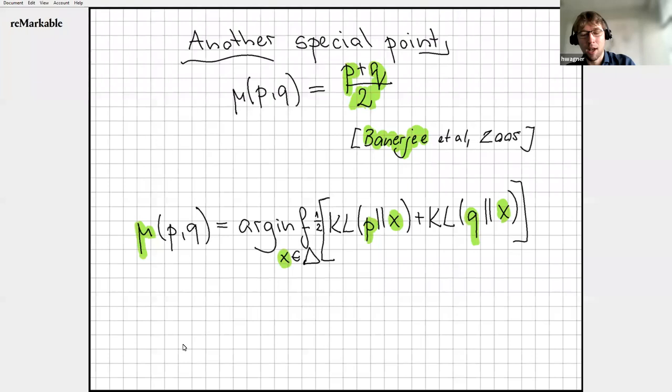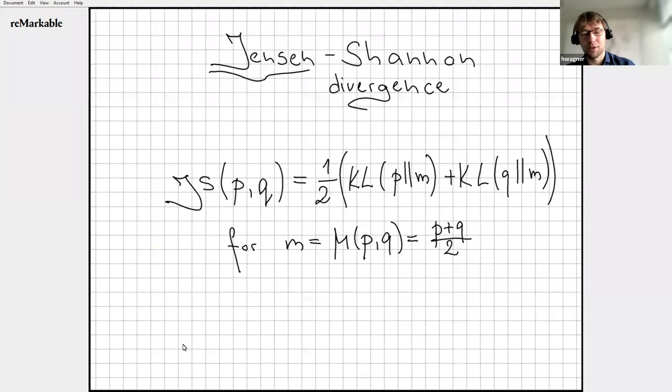So now we can talk about the Jensen-Shannon divergence, which is simply the average of the KL computed from our point P to the mean of the two points, and KL computed from Q to the mean. So M is simply our special point, which is just the mean of the two distributions.